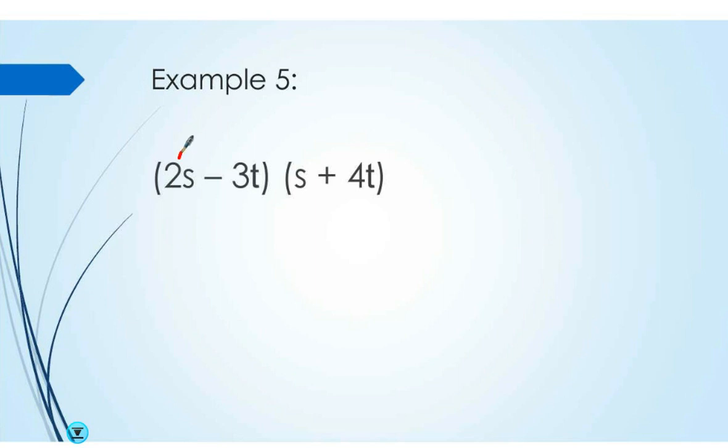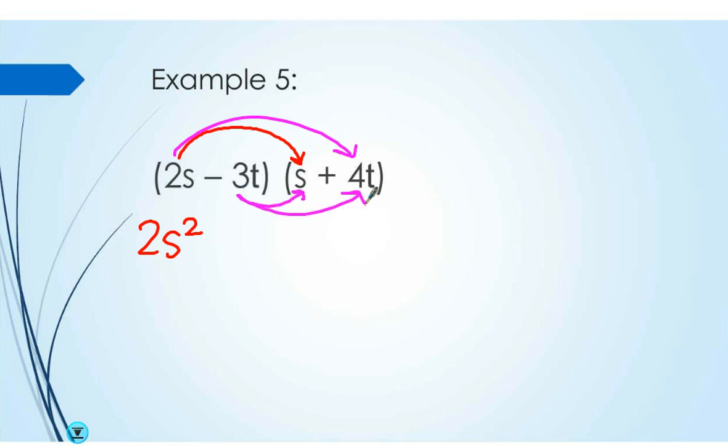Alright, so again, distribute my first term to my first term. 2s times s is 2s to the second power. Also, let me warn you, a lot of the times I'll see kids just automatically draw all of their arrows. I don't recommend that you do that. I recommend that you draw your arrows one step at a time, okay? So here comes our second one. 2s times 4t. Well, 2 times 4 is +8, and s times t is just st.